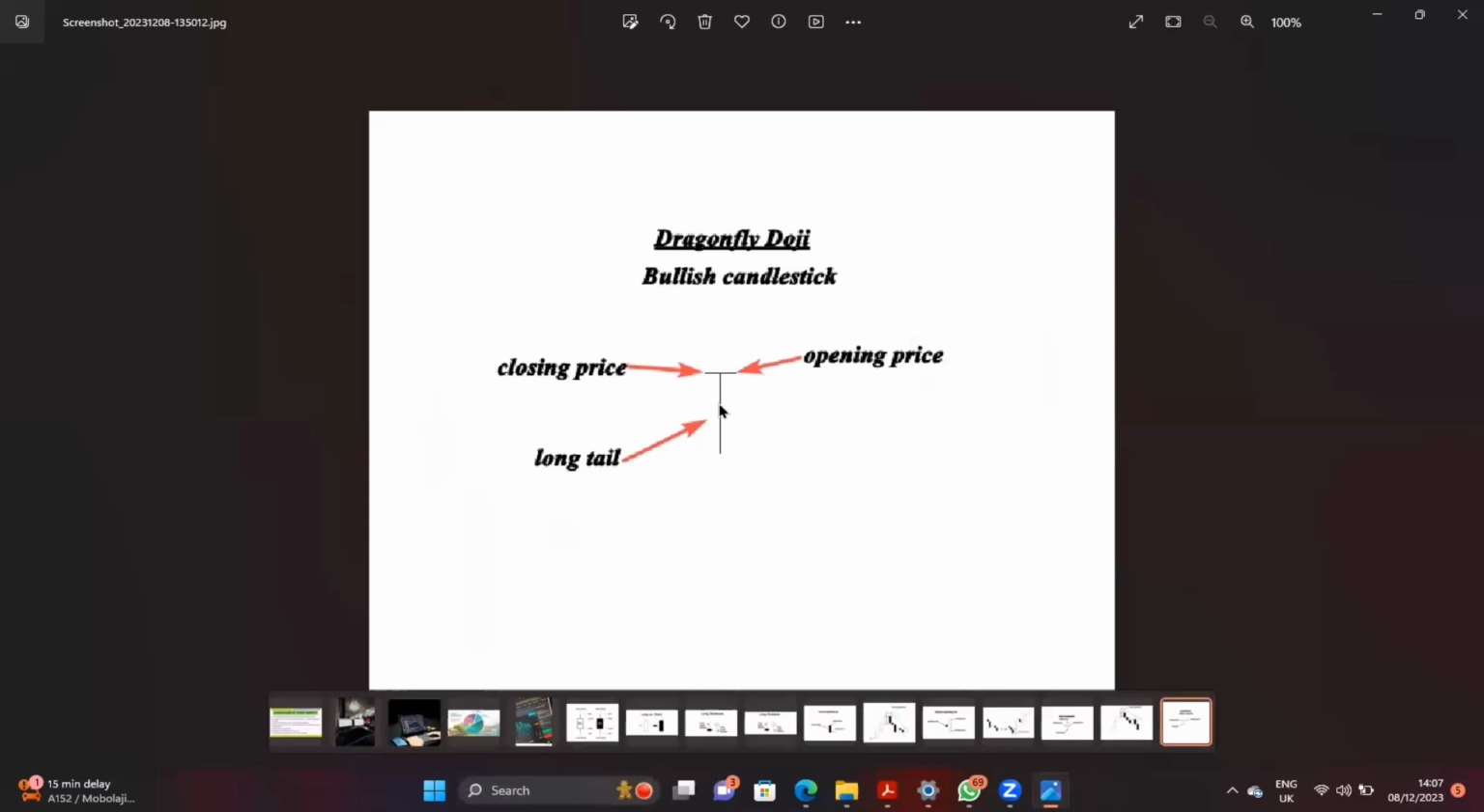Now, the long lower tail suggests that the forces of supply and demand are nearing a balance, and that the direction of the trend may be nearing a major turning point. So we want to make sure that it has a lower tail just below.